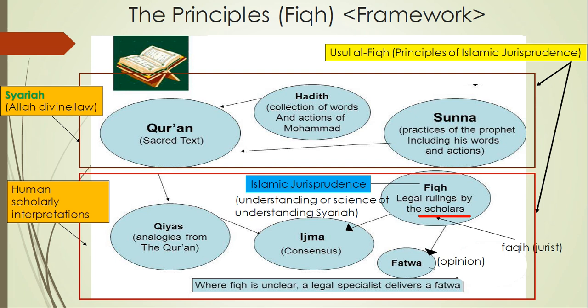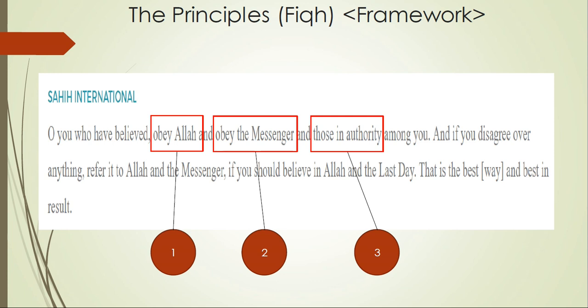And a fatwa is, as the word is stating, just a mere opinion, it is not law. Eventually the fatwa may be gazetted as a law under the Islamic principle. Okay, just on the sideline, the scholars we call them faqih, or jurists.